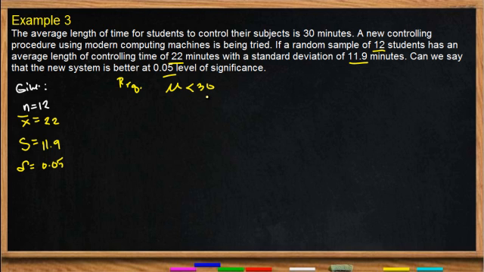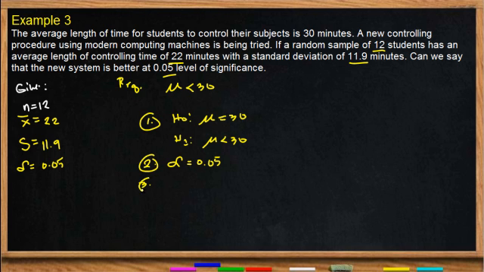So what are our steps? First step, what are our H0 and H1? Our H1 is what we want to claim, that it is better, which means mu must be less than 30. H0 is the null, which we want to disprove, that mu is equal to 30. Second step, what is alpha? Alpha is 0.05.